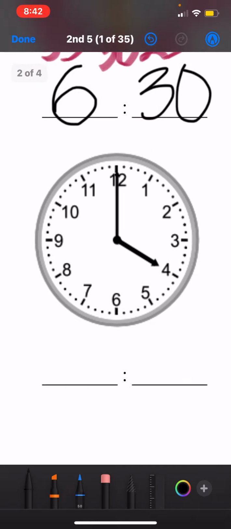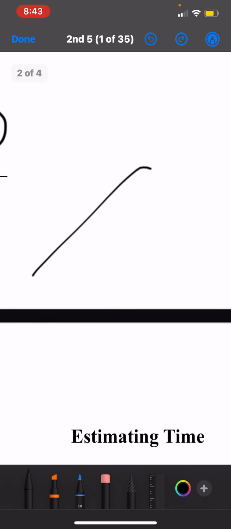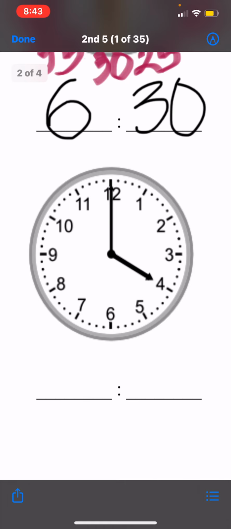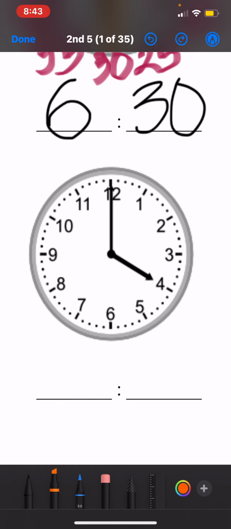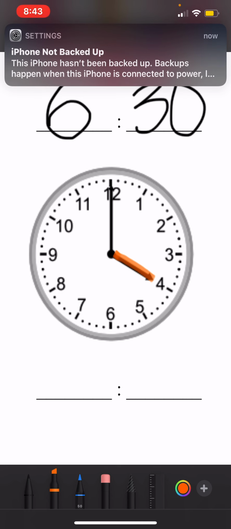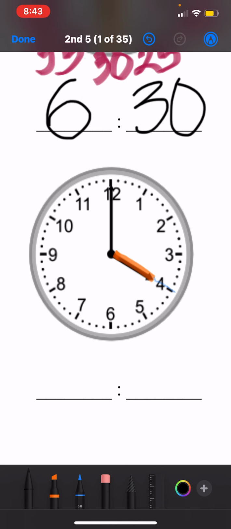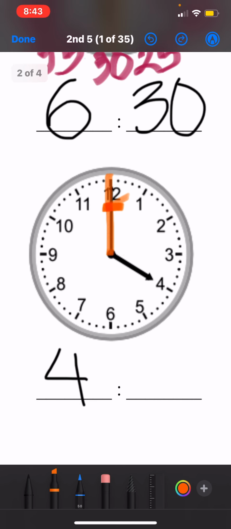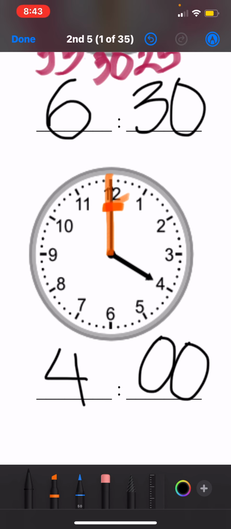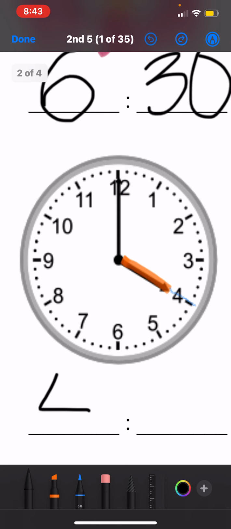Now let's look at this one. At the hour hand, it's pointing at 4. It's pointing right at 4 actually. And that means the hour is 4. And the minute hand is pointing right at 12. Now when it's pointing right at 12, that means that it's 0. It's 4 o'clock.